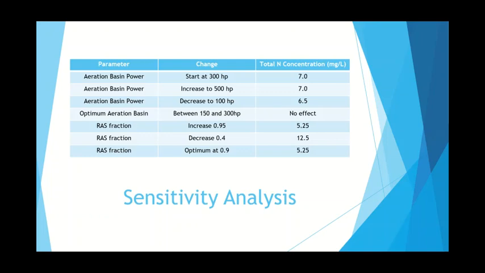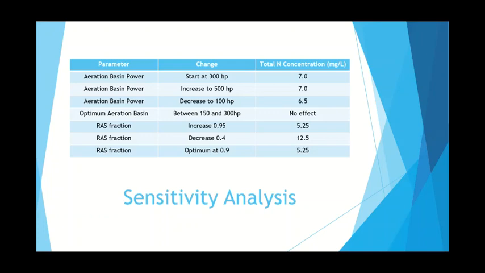Using the base model with specifications provided in the plant, the aeration was increased to 500 horsepower and then decreased to 100 horsepower to determine the optimum power requirement. As seen in the graph, the best amount of power seemed to lie between 150 horsepower and 300 horsepower. These values were used when making a schedule for the aeration basins.